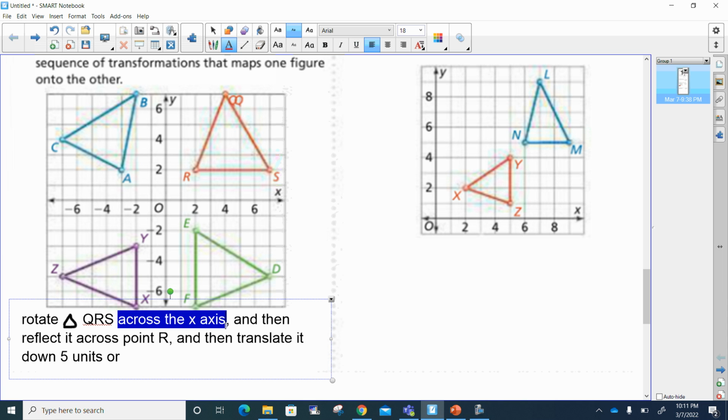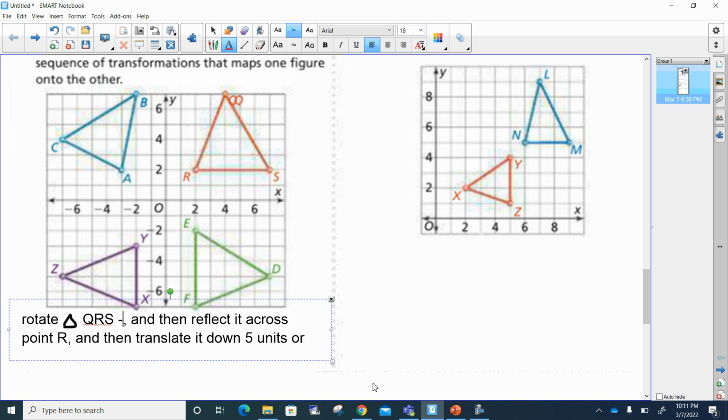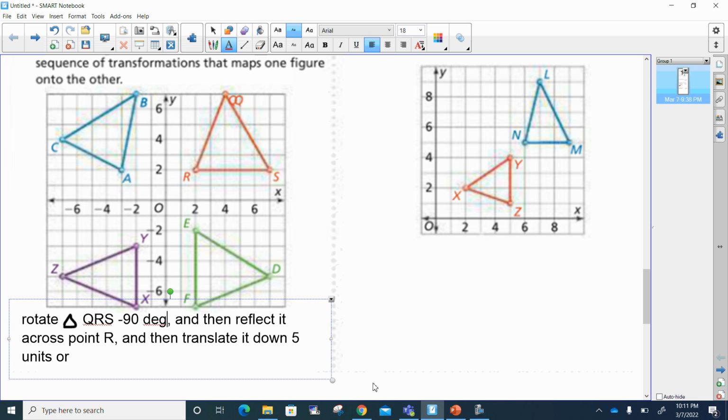Kind of change that. Rotate QRS negative 90 degrees around the origin. Sorry about that. Okay. And I really messed that up, didn't I? Origin and reflected across point R, and then translated down 5 units.